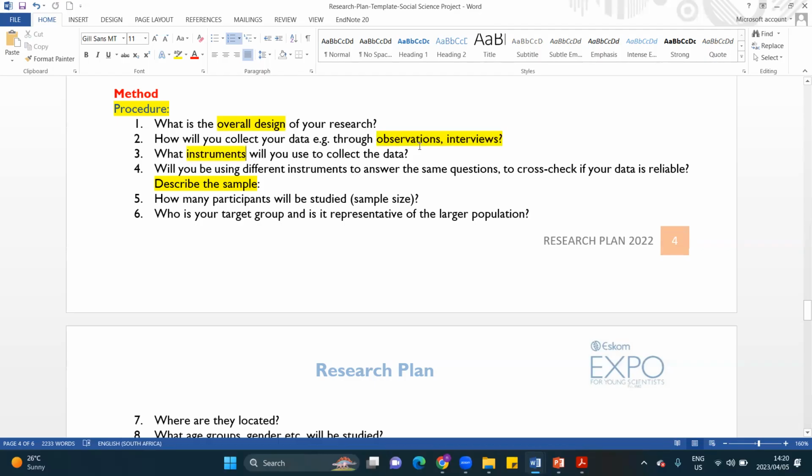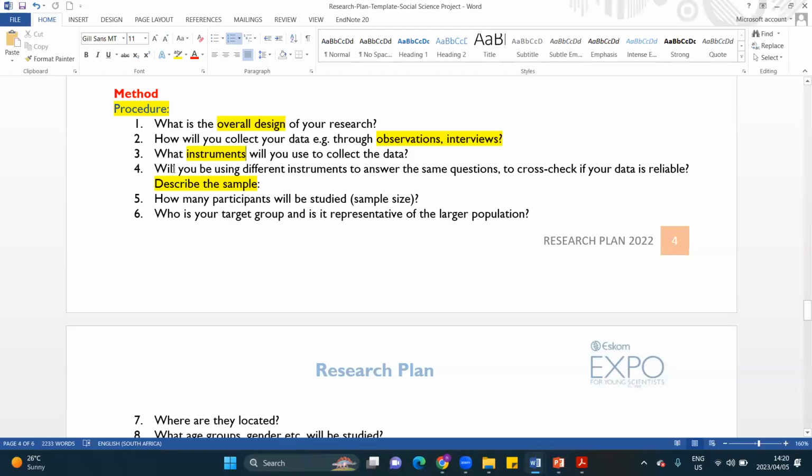If you just want to observe the behavior of children, maybe why do they misbehave when a certain teacher is in the class? They behave when the maths teacher is there, but they don't behave when the life orientation teacher is. So then you're going to look at observations, right? You're not going to hand out questionnaires. And the instrument there that you could use is an observation checklist. So that is what we're talking about under instrument. What instrument will you be using to collect the data?